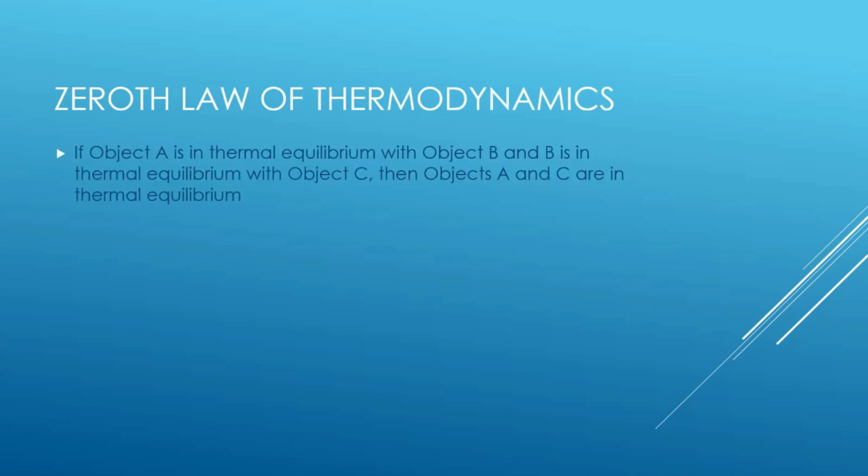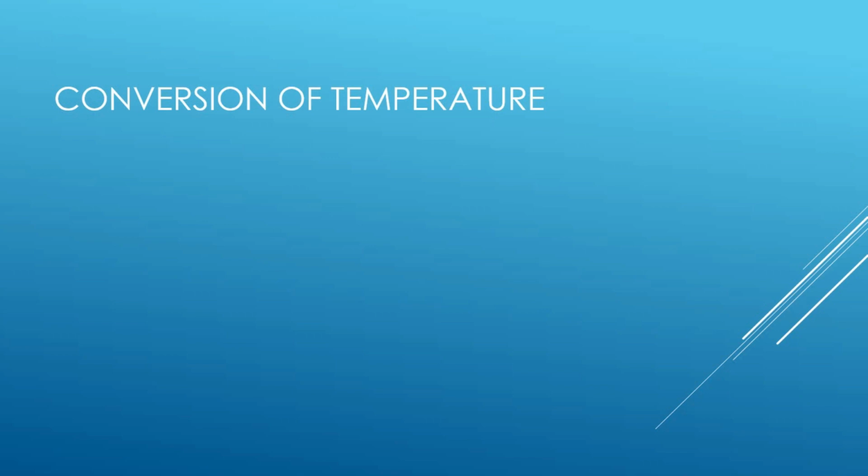If object A is in thermal equilibrium with object B, and B is in thermal equilibrium with object C, then objects A and C are in thermal equilibrium. Okay, let's skip all that.